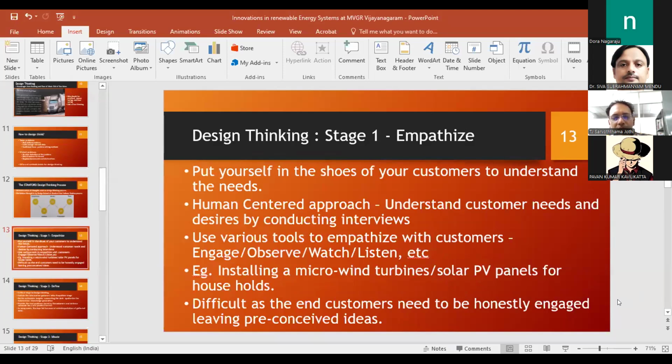Correct. As you rightly told, this type of design thinking model goes well with smaller scales.